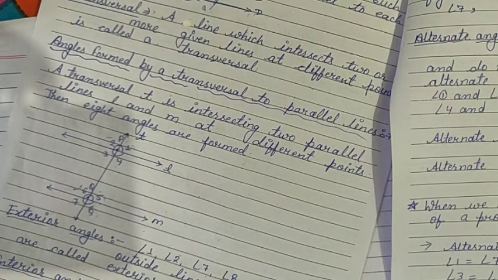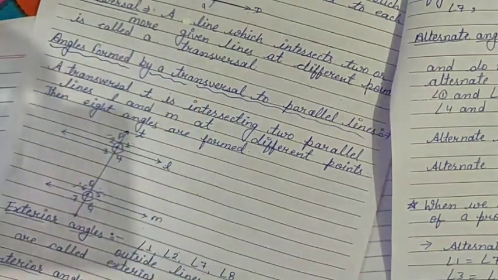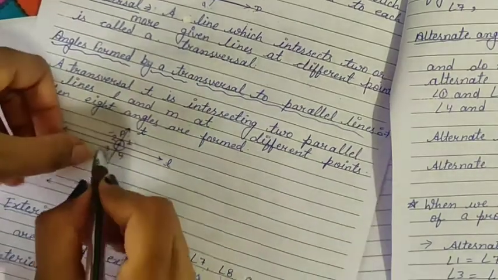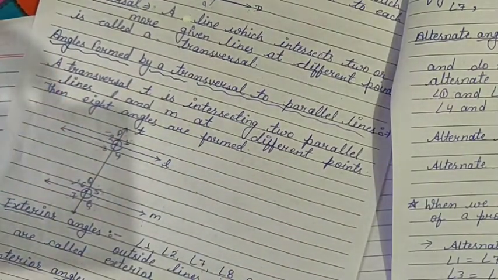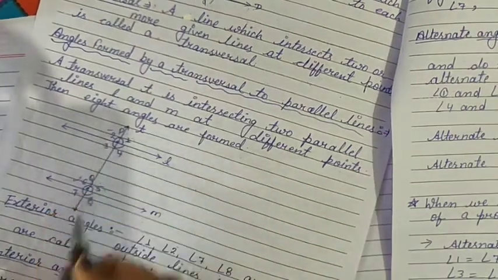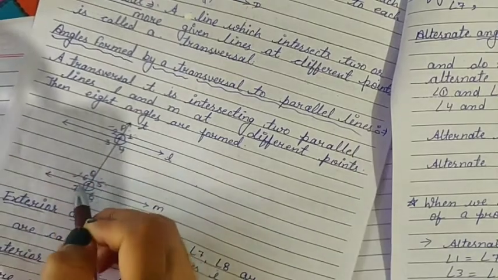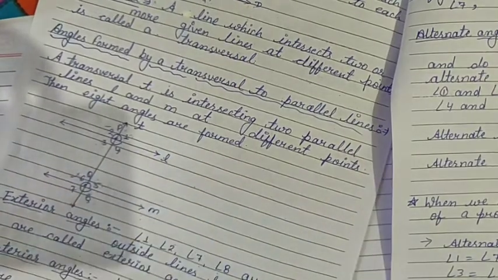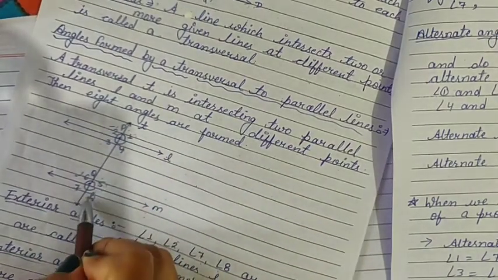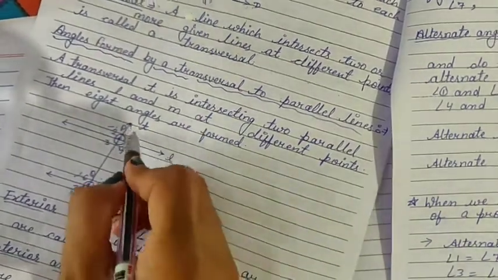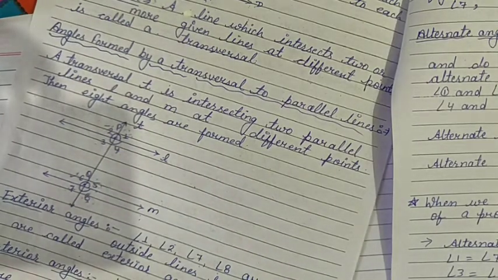Okay students, remember angle 3 and 5, these two angles are on opposite sides of this transversal, and these two angles do not form a linear pair. So these two angles are alternate interior angles. Okay, and this angle 4 is the alternate interior angle of angle 6, and angle 2 is the alternate exterior angle of angle 8, and angle 1 and angle 7 are also a pair of alternate exterior angles.